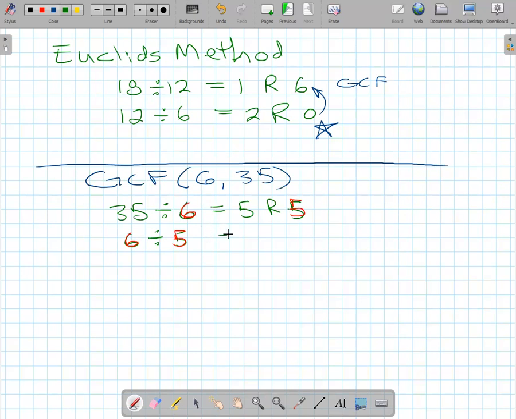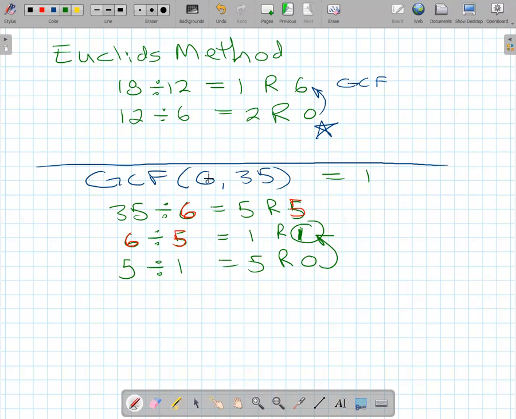It didn't up above. All right, so 5 goes into 6 one time with a remainder of 1. Not a 0, so I keep going. I move the 5 up, take this 1 here, because it's the remainder. 1 goes into 5 5 times with a remainder of 0. I finally get the 0, and then the last remainder has to be the greatest common factor, 1.